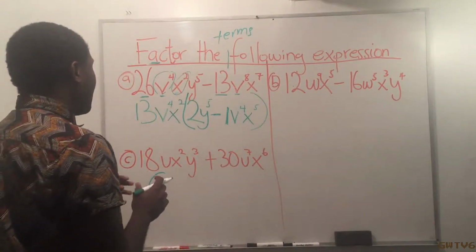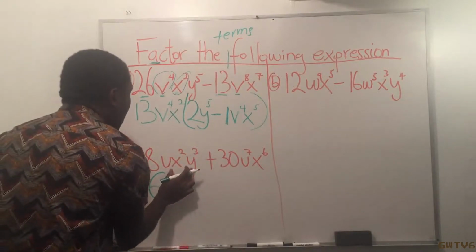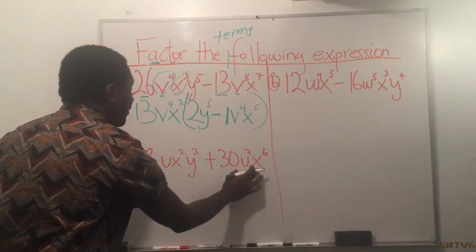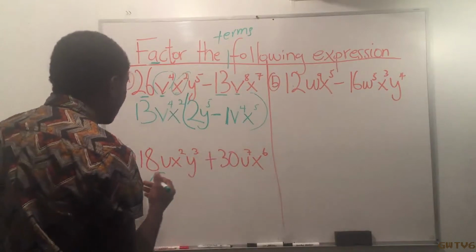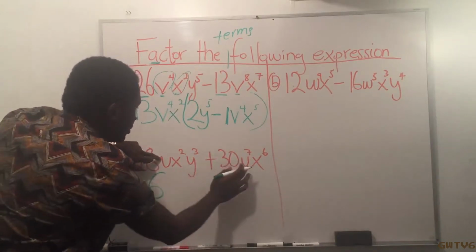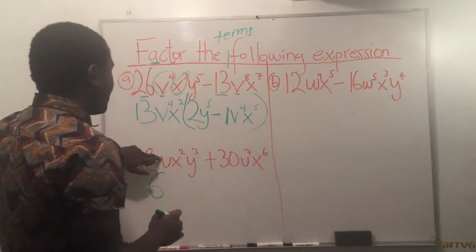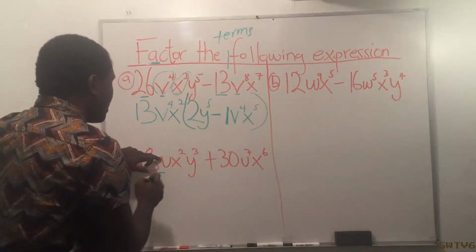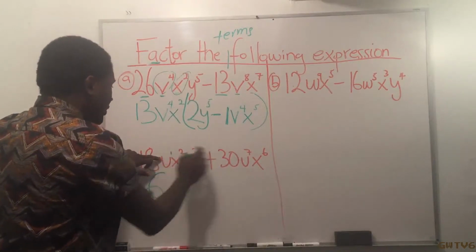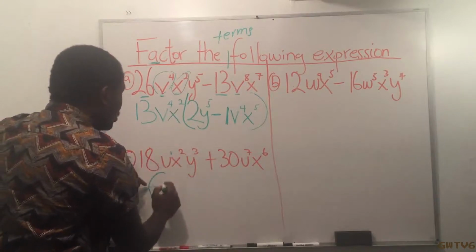And now I'm looking at the variables. What are the common variables? Once I find it, I just pick the lowest power. So I have a u on this side and then u^7 on that side. So which one has the lowest power? Actually, there's like a 1 here. So 1 and 7. 1 is lower. So the u comes out.